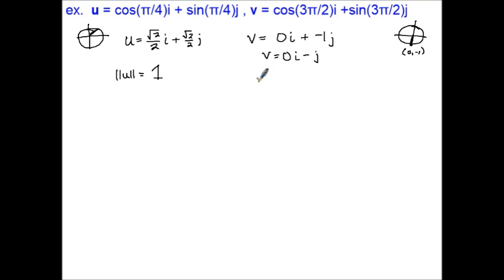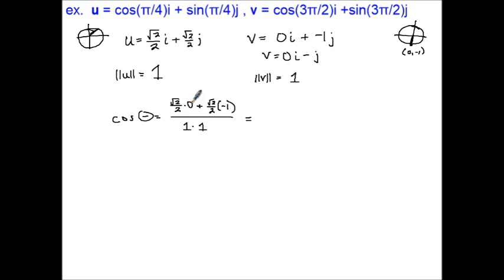Likewise, the magnitude of v, if I'm going 0 and -1, my magnitude of v is also a 1. That being said, I've got cosine of theta equals, and I need to do the dot product. So that's root 2 over 2 times 0 plus root 2 over 2 times -1, all over the product of my magnitudes, which is a pretty simple 1 times 1 in this case.